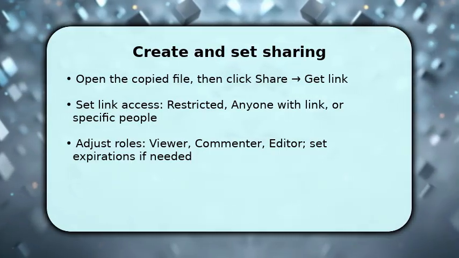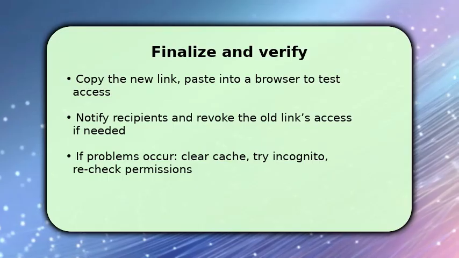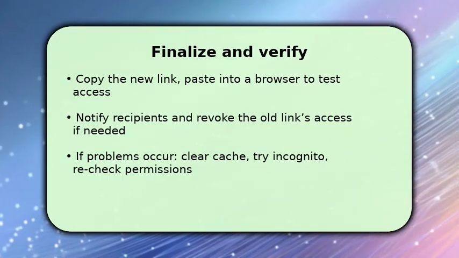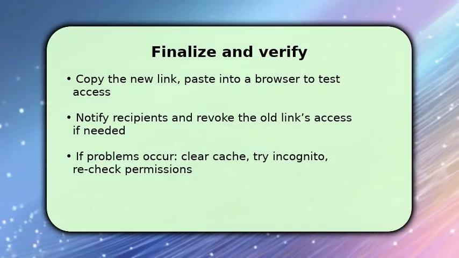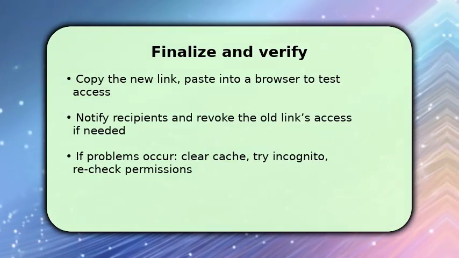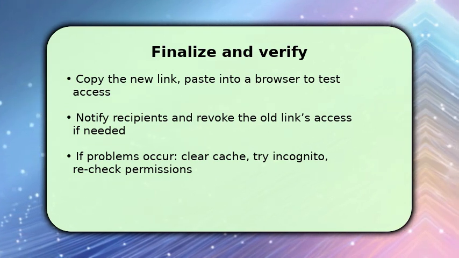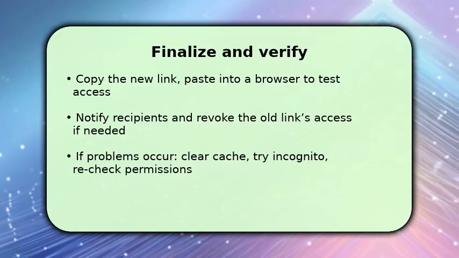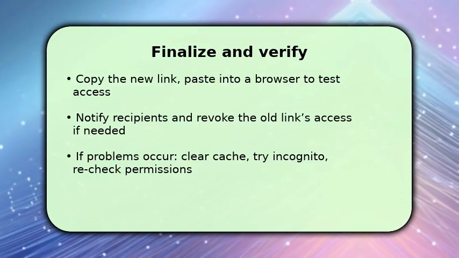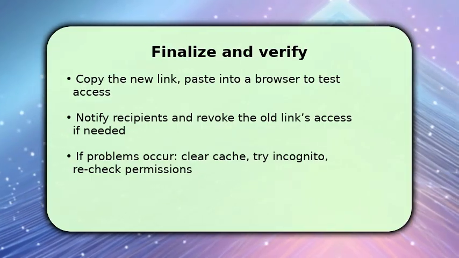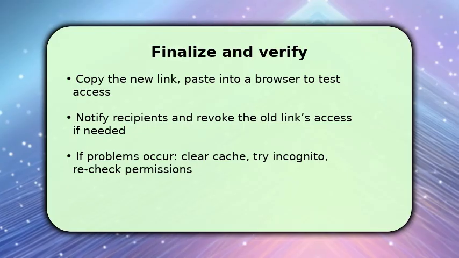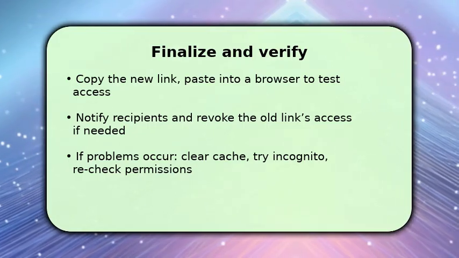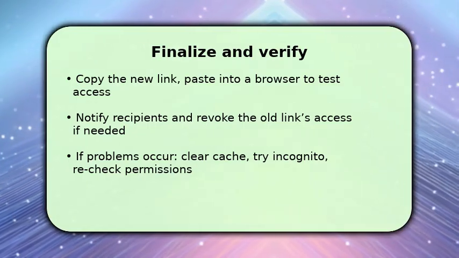After setting permissions, copy the new link and immediately test it in a browser where you're not signed in, or use an incognito window to confirm exactly what recipients will see. Once verified, send the updated link to your recipients, and if you created a new link to replace an old one, revoke access on the old file. If something goes wrong, clear your browser cache or use incognito, then recheck sharing settings and ownership to resolve mismatches.